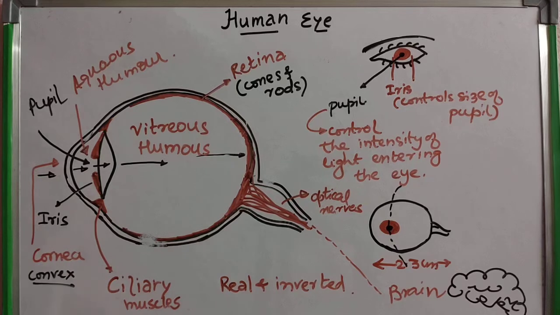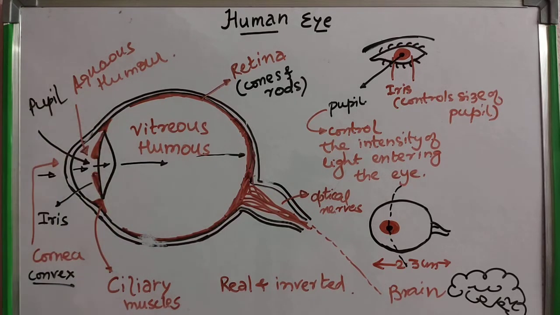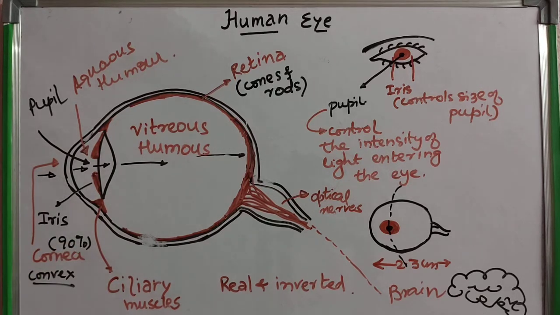So let us once again see, because of this convex structure, what is going to happen? When the light rays come, they will start converging. And remember, 90% of the refraction happens at the cornea, not at the lens. The lens just does the finishing work. 10% is done by the lens. It merely refracts the light, converges the light. So most of the converging work is done by the cornea.